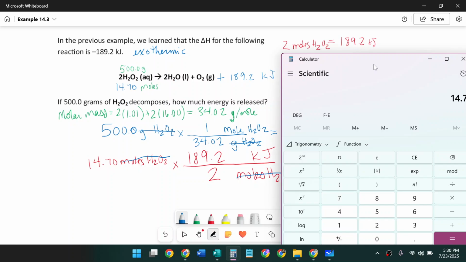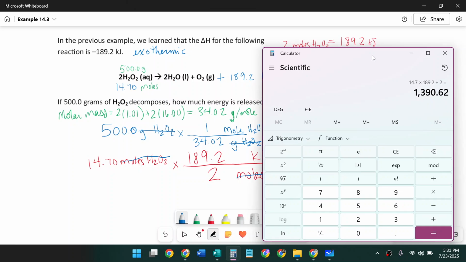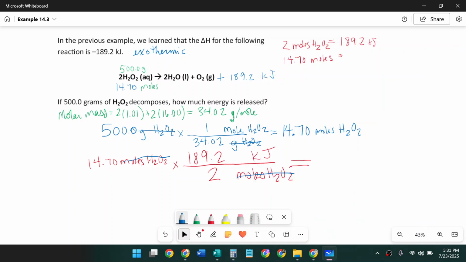All right, so 14.70 times 189.2 divided by 2. In this case, it's all multiplication and division. The 2 moles is an exact number. We can't have a piece of a mole, so we just need to worry about the other ones, which each have 4 significant figures. So our answer, we're going to keep 4 significant figures, which are these first 4 right here. So let's let the 6 tell us that we're going to round up the 0 to 1. We have 1391 kilojoules. So when we have 500 grams of H2O2, we have 1391 kilojoules of energy that's released.